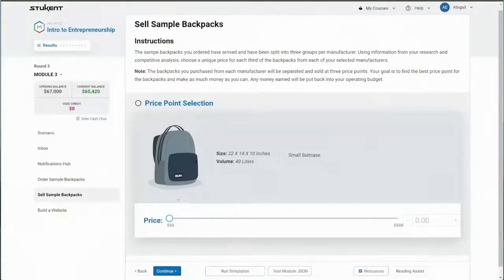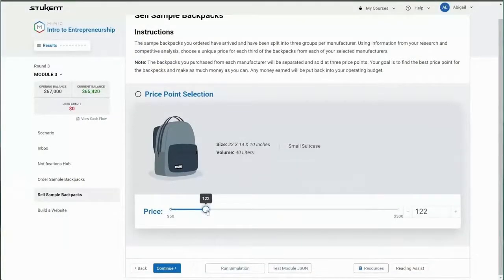Students need to think strategically from the outset, which results in a better overall product and lays the foundation for their marketing strategy in later rounds. Once students have selected a market and customer persona to target, they will need to choose a manufacturer, order samples, and test their products. Students can purchase samples from multiple suppliers, but they need to be careful. They don't want to overspend on sample backpacks.